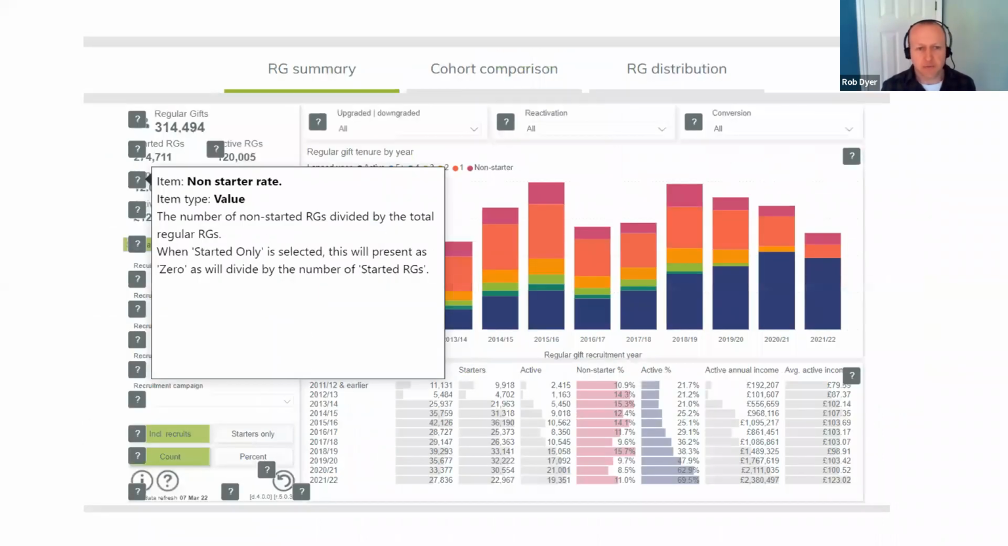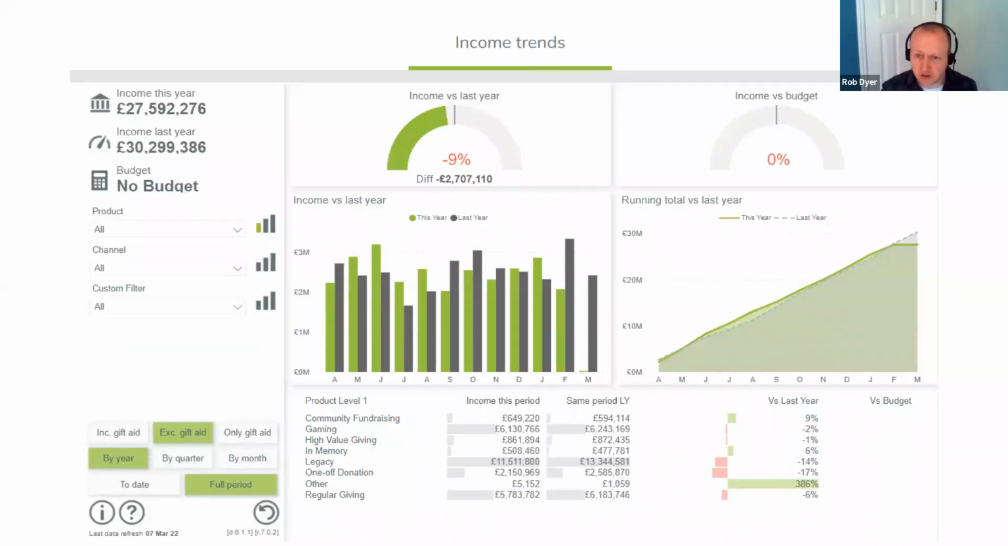Now, we'd expect this report to be refreshed either monthly or weekly, depending on what our clients need, but the idea is that it's as up to date as it can be given the data that we've got.